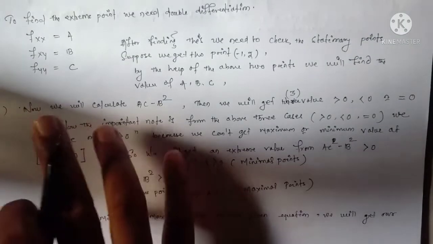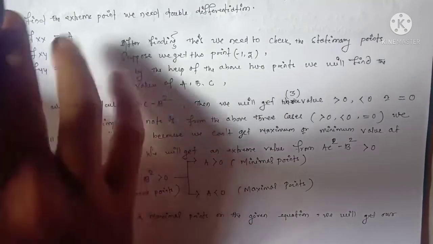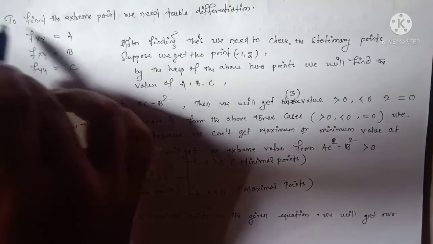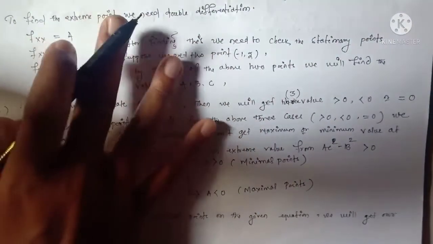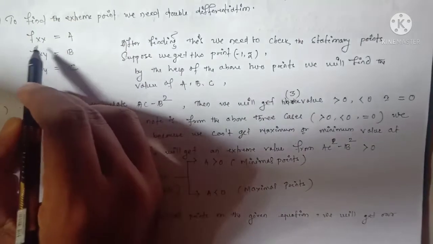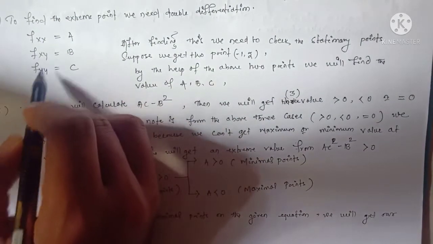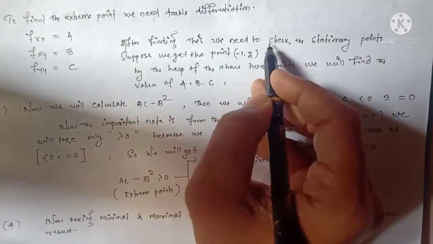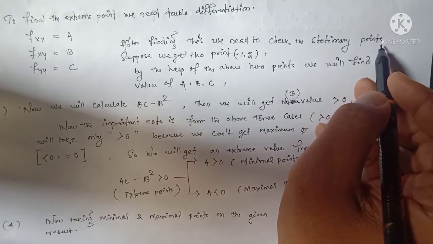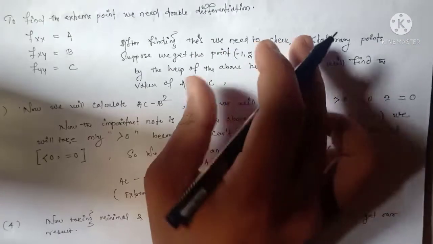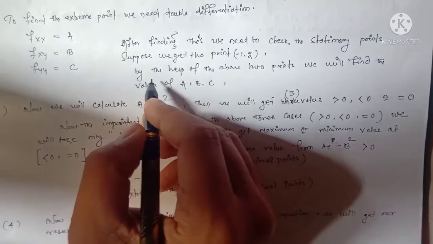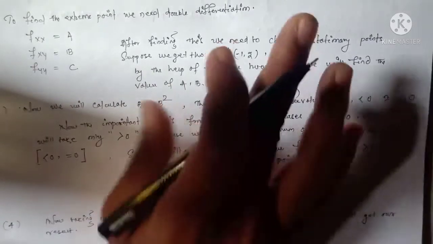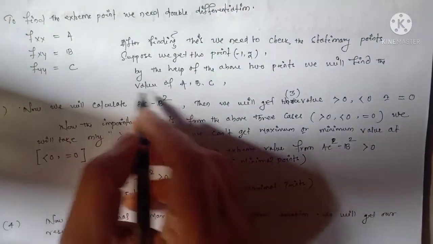After completing the first step, we go to the second step, that is to find the extreme point. Following step number 1, we need to find the double differentiation of the function: fxx, fxy and fyy, named as a, b, c respectively. After finding these, we need to check the stationary point. Suppose we get a value like (-1, 2). By putting -1 and 2 into the above expressions we will find the values of a, b, c.